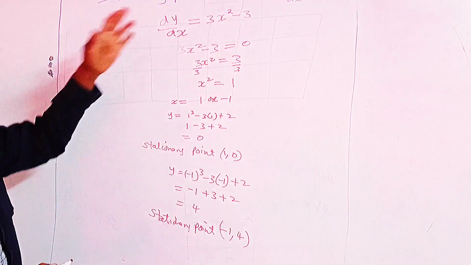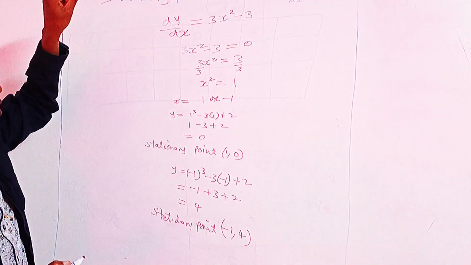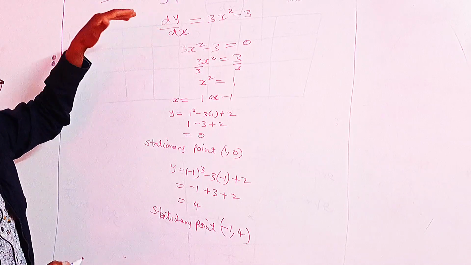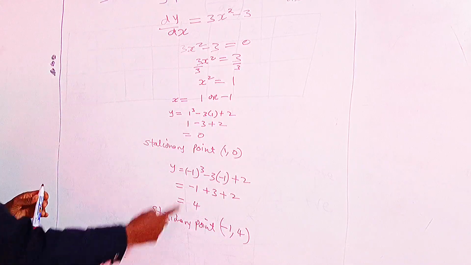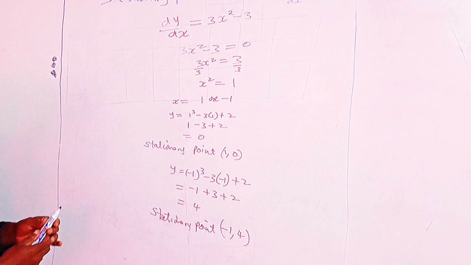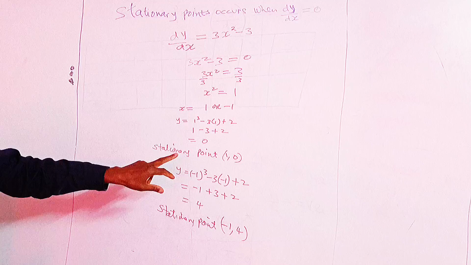We need now to identify the stationary points. Identification means you say whether they are maximum or minimum points. So let's start with the first one, the point 1, 0.